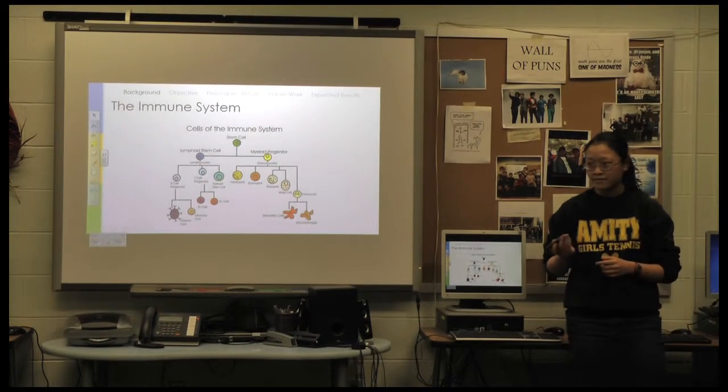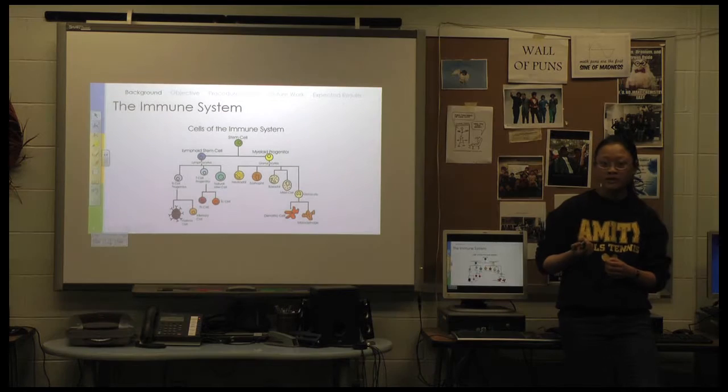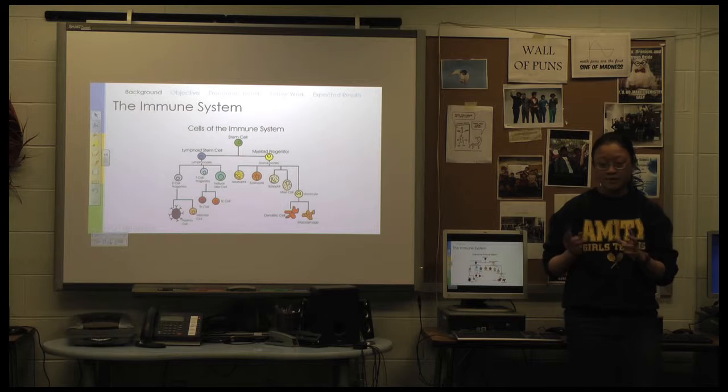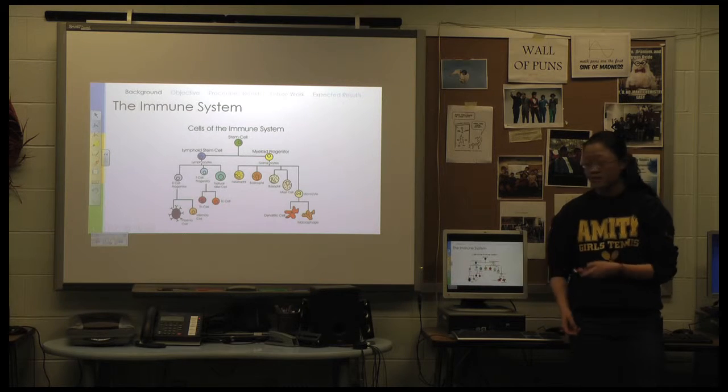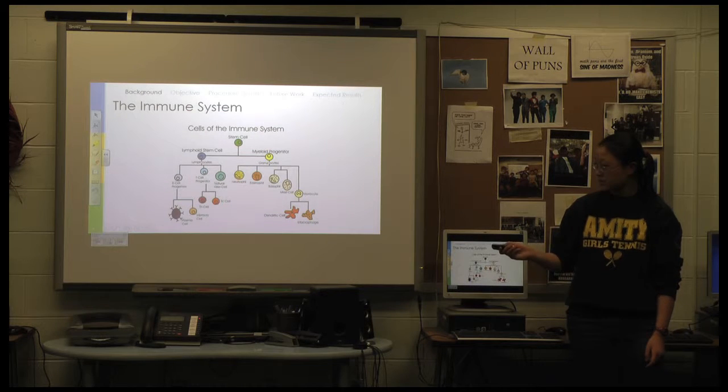The second one, if the pathogen gets past innate immunity, is adaptive immunity. That's when the immune system has a more specific response to a specific type of pathogen. And these are the cells of adaptive immunity, and I'm looking specifically at T cells, which are right there.